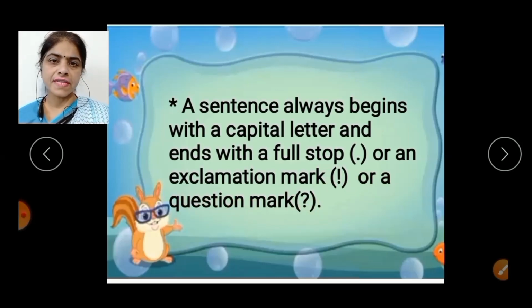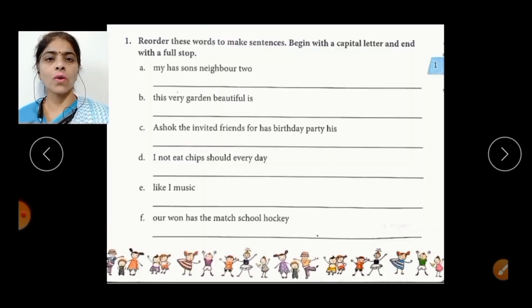Now let's have an exercise of a grammar book which is given on page number 1. In this exercise, reorder these words to make sentences. Begin with a capital letter and end with a full stop. In this exercise, we have 6 groups of words, and these words are not in proper order. So we will reorder them to make sentences. As the exercise is already completed on the next slides, let's read from there.